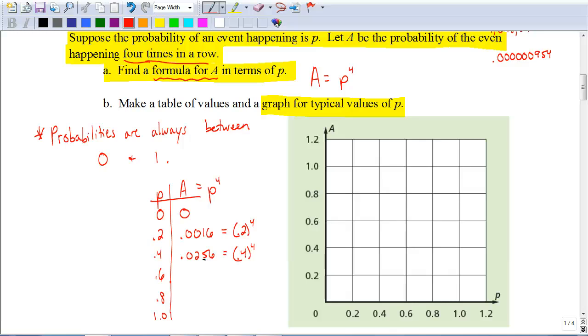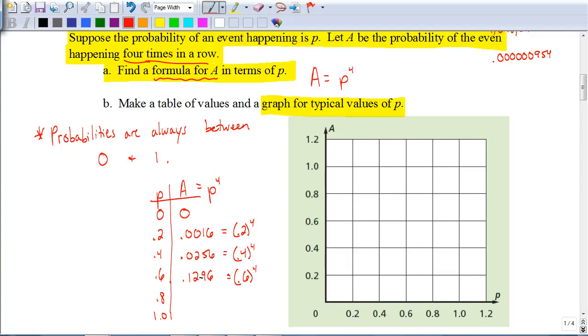Let's say we do an event that's better than a 50% chance, of 0.6 probability. Well, the probability of that happening 4 times in a row would be 0.1296. So still less than a 13% chance of happening, not very likely.